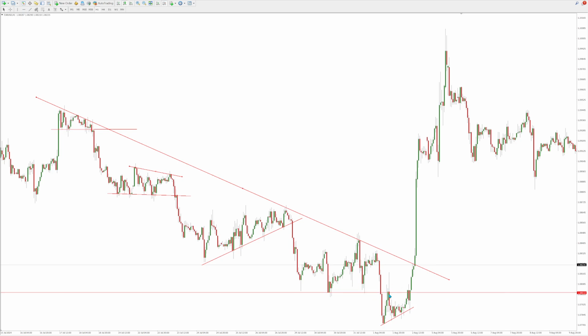Wait for the bears who are getting late to the party and trap them, and then take advantage of the momentum caused by their stop losses and other traders entering on the buy side to get into the reversal of the trend.